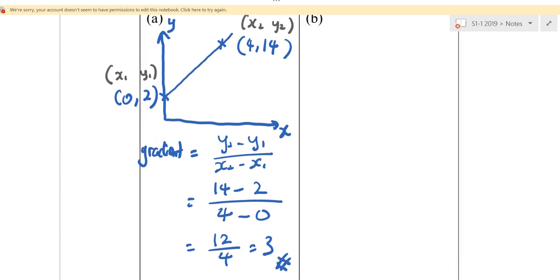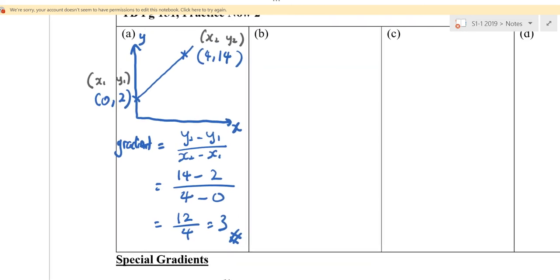Like that in the exam, 2 marks. What does 3 mean? 3 means the steepness of the slope. Means the steepness of the slope is 3. Understand? There's no unit. Okay. Now let's try the second question.